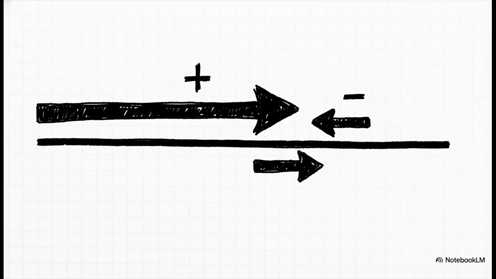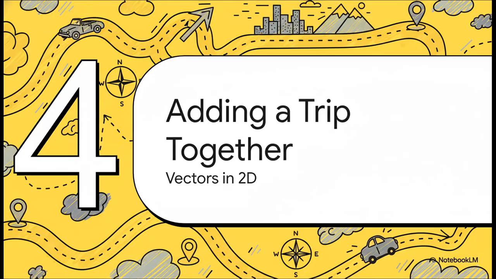The whole point here is that direction matters. Walking forward and then walking backward doesn't always put you back where you started, unless you walk the exact same distance. But what happens when our journey isn't just a simple straight line? What if it has a bunch of turns in different directions? Well, let's scale up our thinking from a simple path to a full-on road trip.